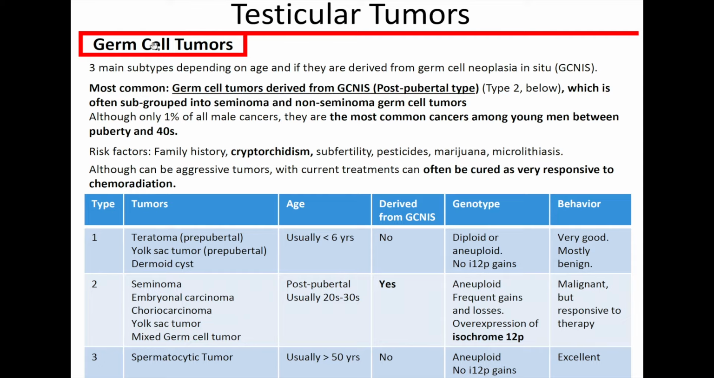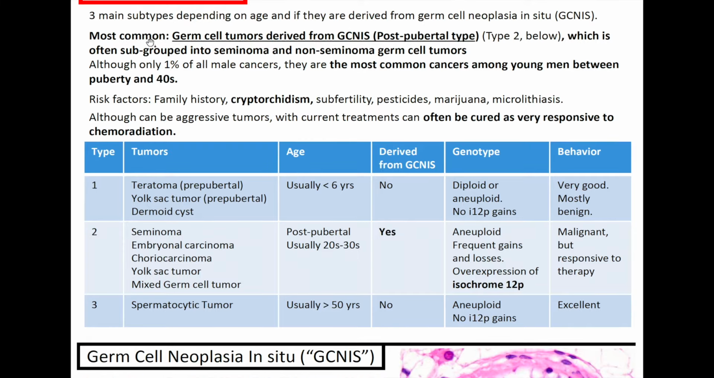So the first category that we're going to talk about of testicular tumors are germ cell tumors. So there's three main subtypes depending on age and if they are derived from germ cell neoplasia in situ or GCNIS. The most common is germ cell tumors derived from GCNIS, the postpubertal type, or type 2 below, which is often subgrouped into seminoma and non-seminoma germ cell tumors.